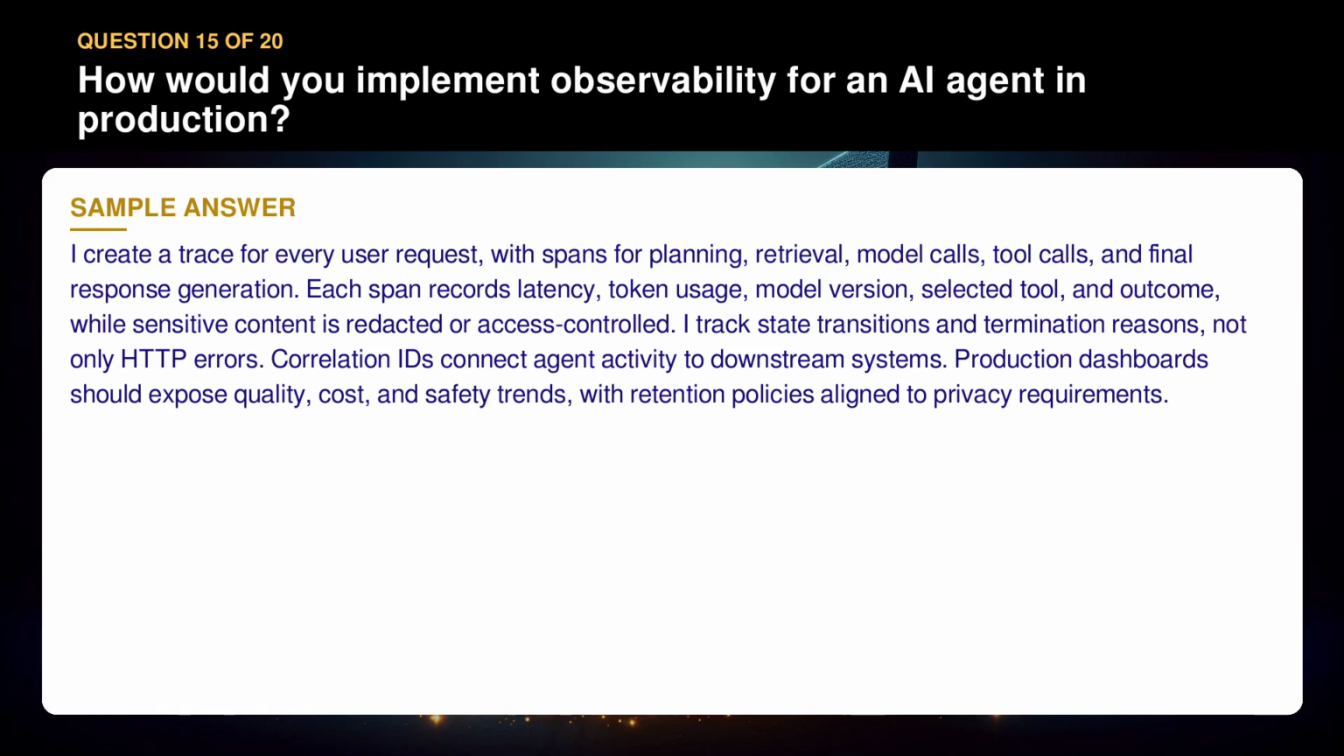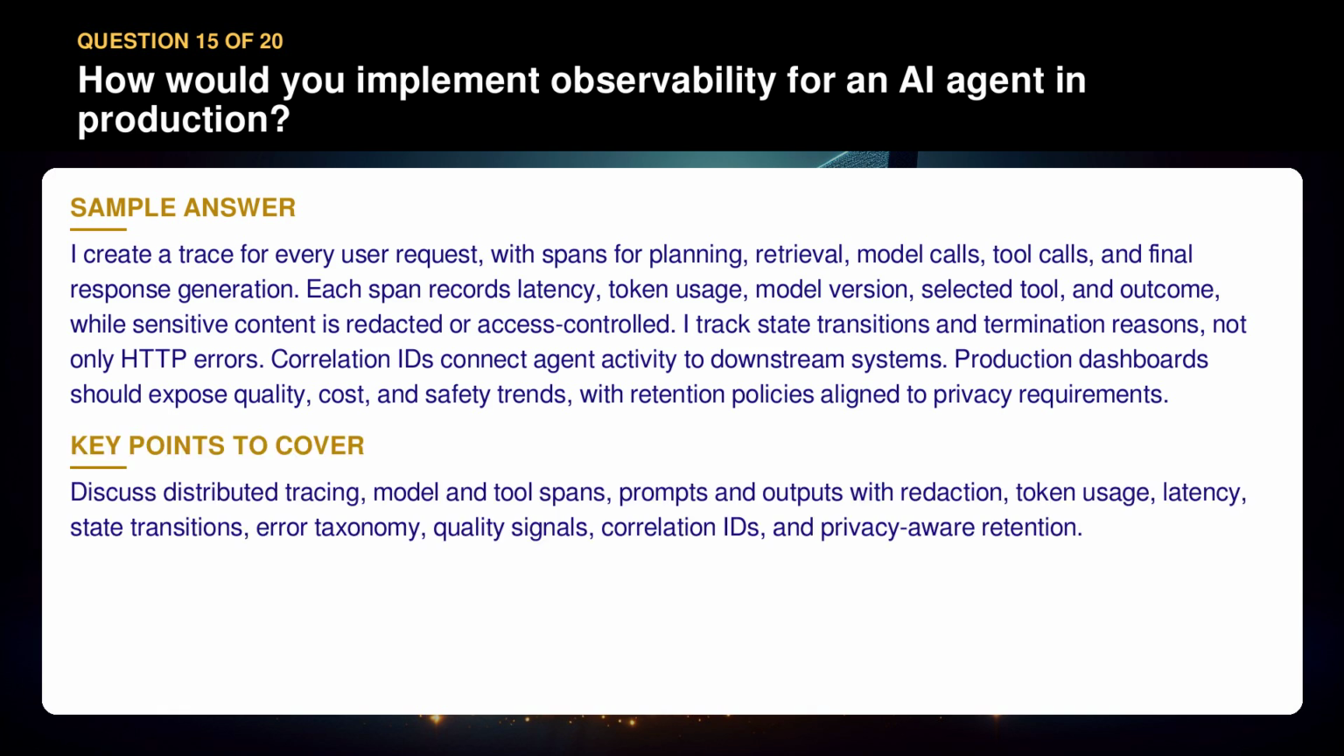I create a trace for every user request, with spans for planning, retrieval, model calls, tool calls, and final response generation. Each span records latency, token usage, model version, selected tool, and outcome, while sensitive content is redacted or access controlled. I track state transitions and termination reasons, not only HTTP errors. Correlation IDs connect agent activity to downstream systems. Production dashboards should expose quality, cost, and safety trends, with retention policies aligned to privacy requirements.